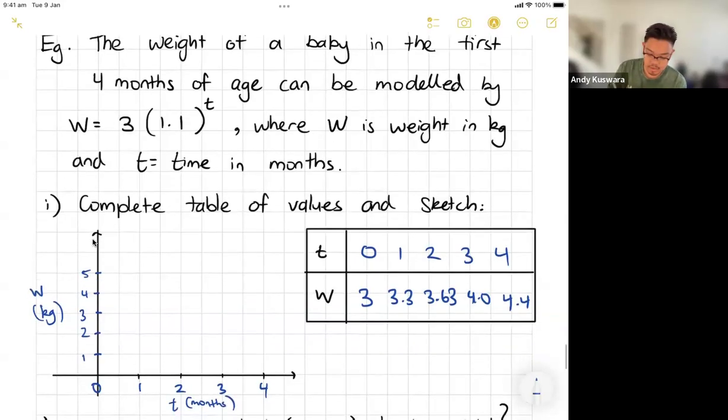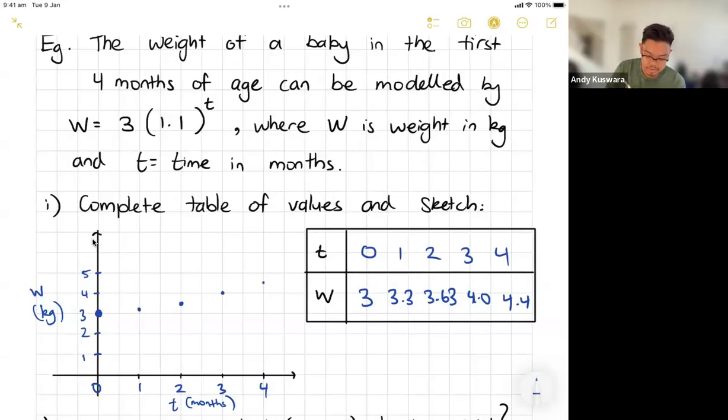Okay. So at time equals 0, the baby is 3 kilos. So I'm going to put that in there. And then it becomes 3.3 kilos at 1 month. It becomes 3.6 at 2 months. It becomes essentially 4.0 at 3 months. And then it becomes 4.4.